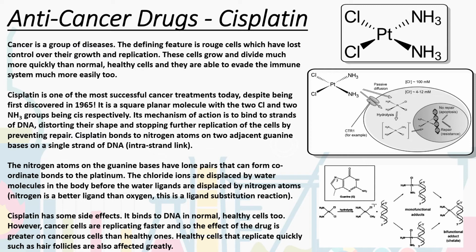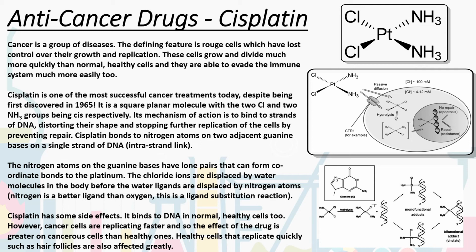And so cisplatin bonds to the nitrogen atoms on 2 adjacent guanine bases, those G bases, on a single strand of DNA. It's something we call an intra-strand link, between the same strand. You can see these cartoons on the side demonstrating how that works. The nitrogen atoms on the guanine bases have lone pairs, and these lone pairs form coordinate bonds to the platinum. So how it works is we start with our cisplatin, our 2 chloro groups, our 2 amino groups.